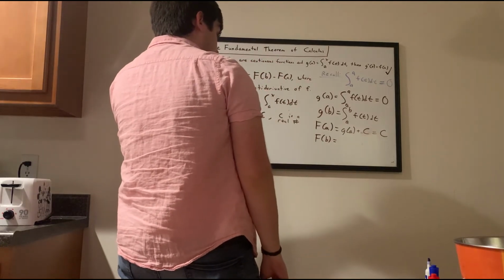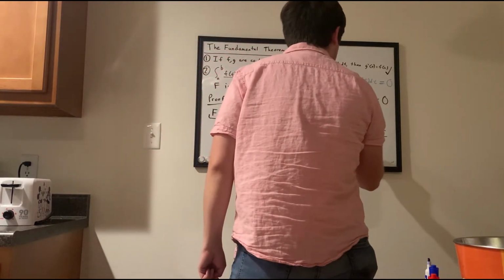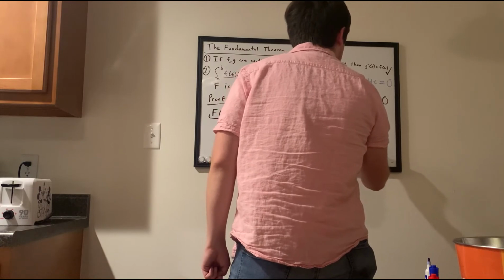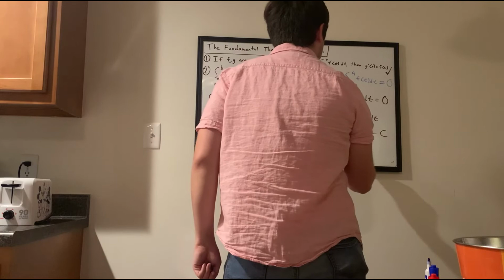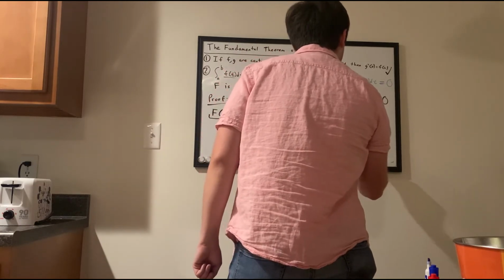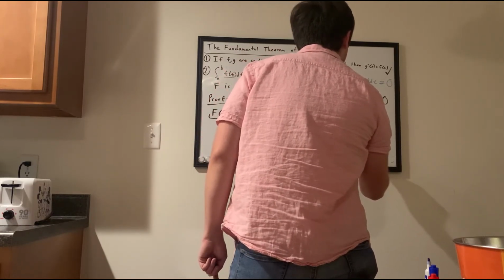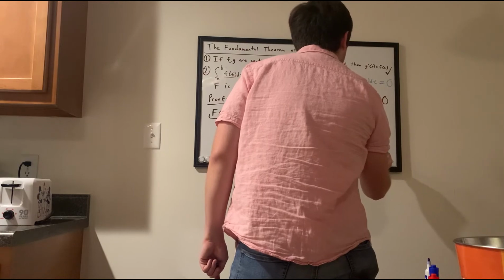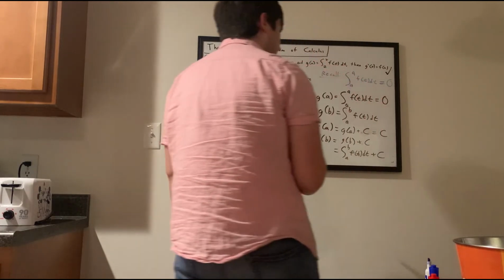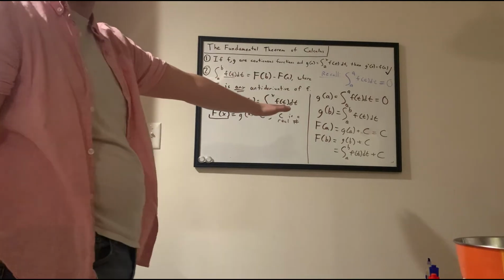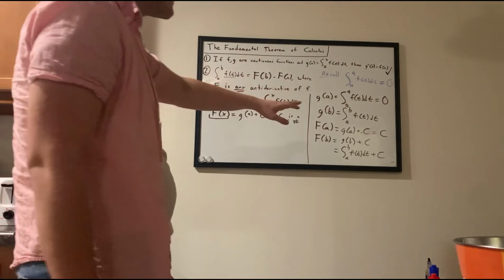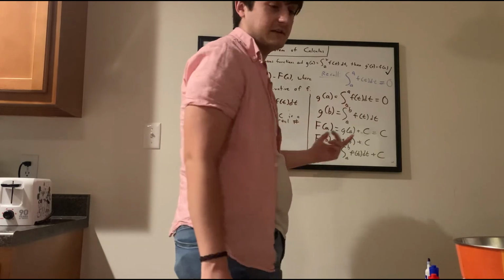Well, this is simply g of b plus c. But I know that g of b is the integral from a to b of f of t dt, and then I add plus c on the end of it. Okay? So that is my big F of a, and that's my big F of b, right? Notice that it's very similar to here, except there's just a constant added.